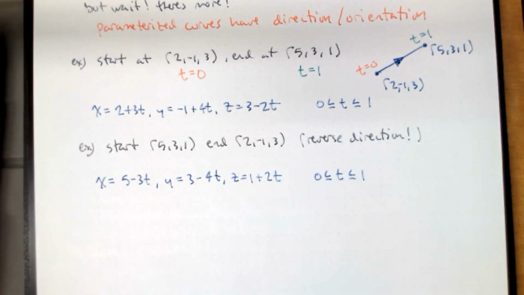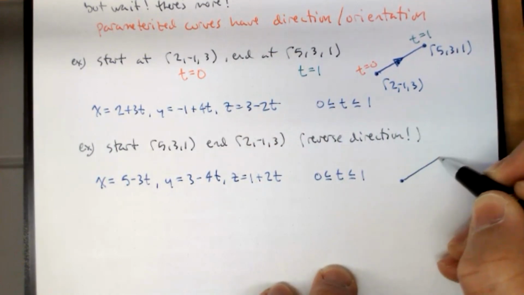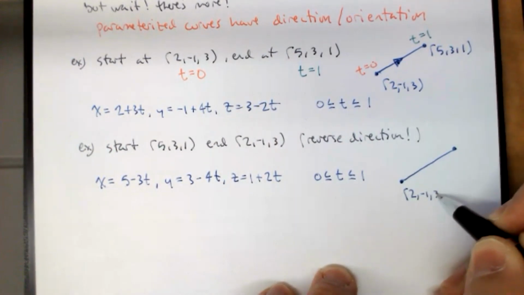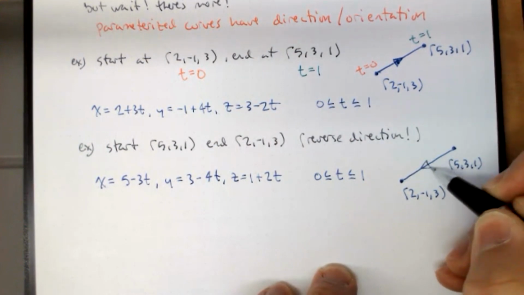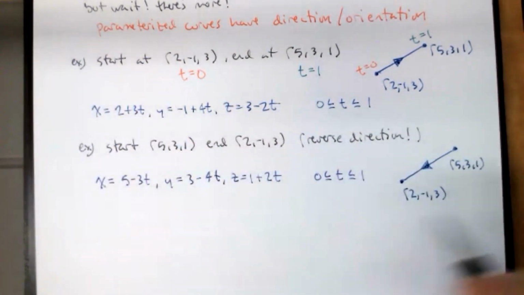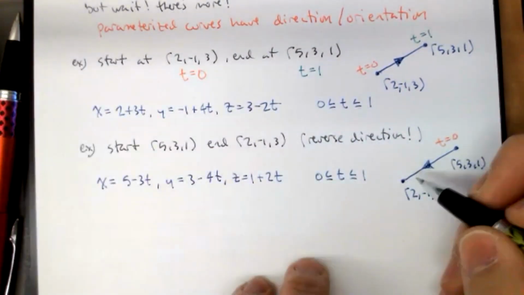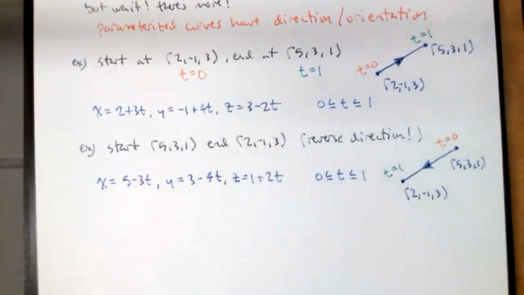In this case, when t is equal to 0, I'm at 5, 3, 1. And when t is equal to 1, I'll be at 2, negative 1, 3. So I've changed the direction of my segment. I'm still connecting the same 2 points. But now the direction is reversed, because t equals 0 corresponds to 5, 3, 1, and t equal to 1 corresponds to 2, negative 1, 3.